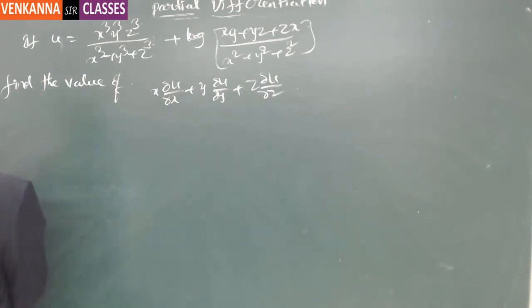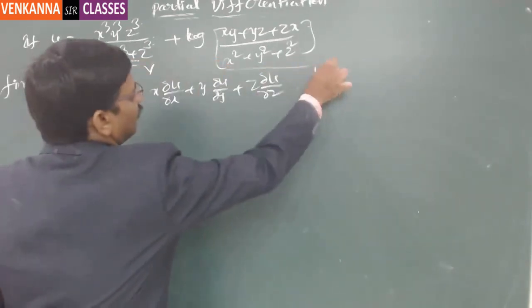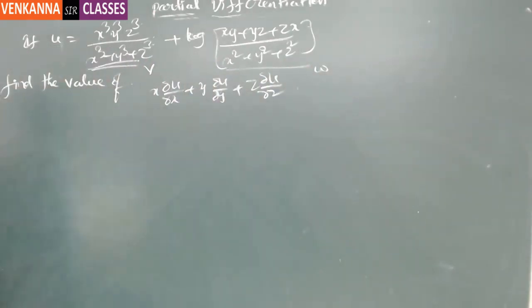Yeah, that's correct, Anubhav. Anybody else? So you need to divide this into two parts. We call this V and this W, and separately apply Euler's homogeneous equation and then add them together. So Kirandeep, you check it. It should be 6 times the first part.